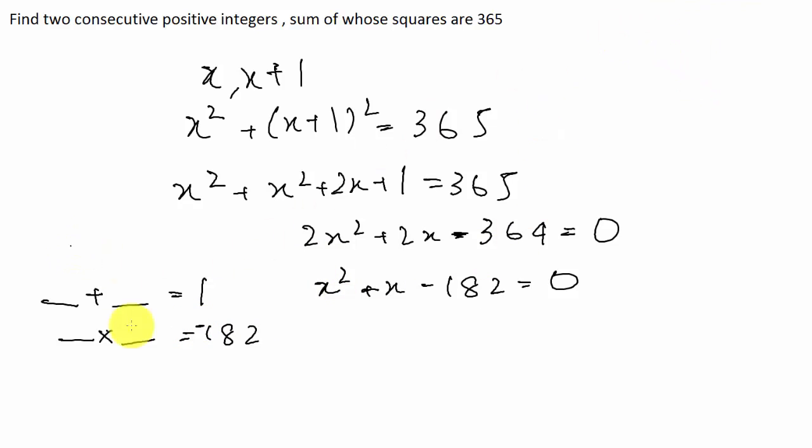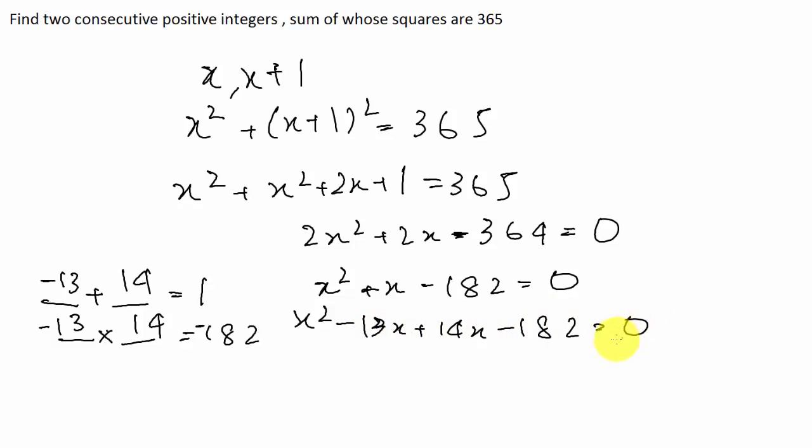So how much will negative 13 and 14 give you? Yeah, that's right, it will give you 1. How much will negative 13 into 14 give you? It will give you negative 182. Yeah. Now what we're going to do is x square minus 13x plus 14x minus 182 is equal to 0. This is your sum and product. Like 13 into 14 is 182, and minus 13 plus 14, how much is that?